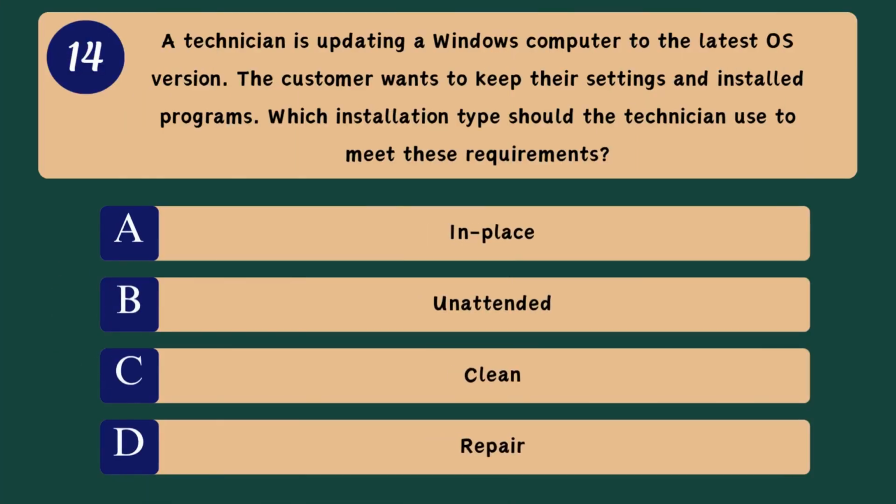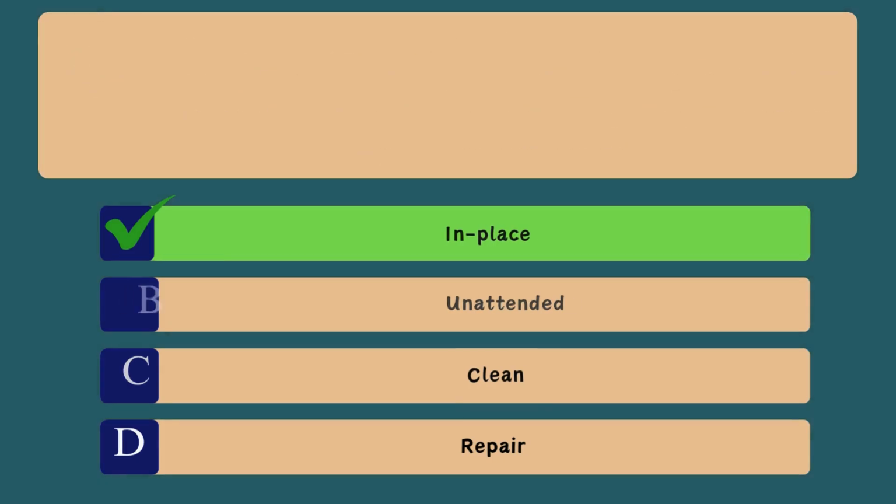Question 14. A technician is updating a Windows computer to the latest OS version. The customer wants to keep their settings and installed programs. Which installation type should the technician use to meet these requirements? A. In place. B. Unattended. C. Clean. D. Repair. Correct answer. A. In place.